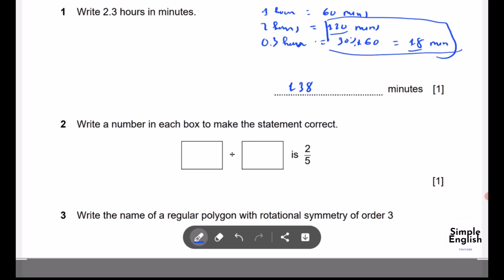Number 2, write a number in each box to make the statement correct. So 2/5 means that it must be 2 divided by 5, right?